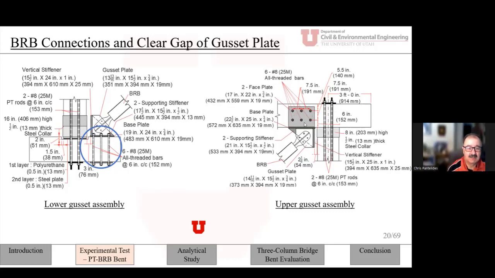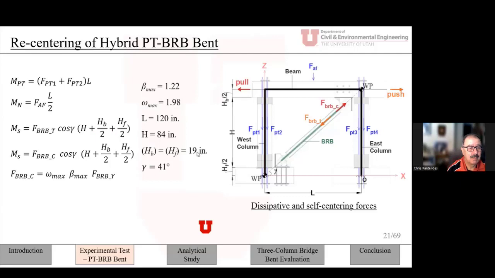So how do we guarantee recentering then of the hybrid post-tension BRB bent? There are some previous works that were done mainly in New Zealand and also here in the US, where people are thinking of some requirements of how you self-center a bridge bent. Basically, I'll go to this slide first. The idea is that the total moment at the bottom compared to the dissipating moment should be less than 50%. This ratio needs to be less than 50% so you can self-center.